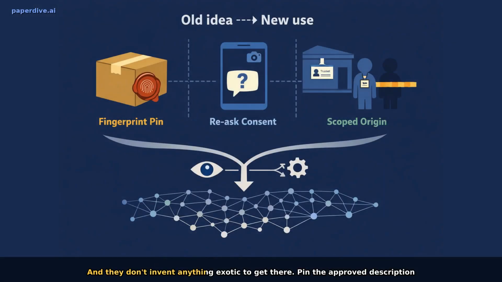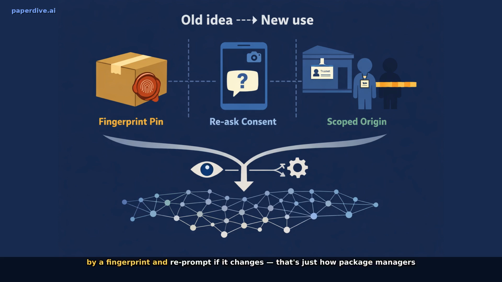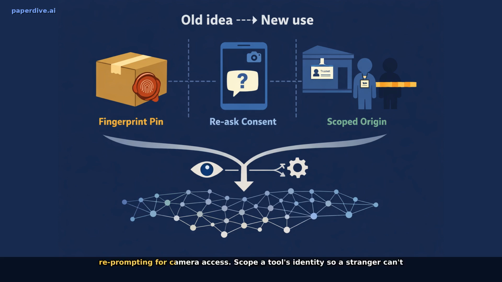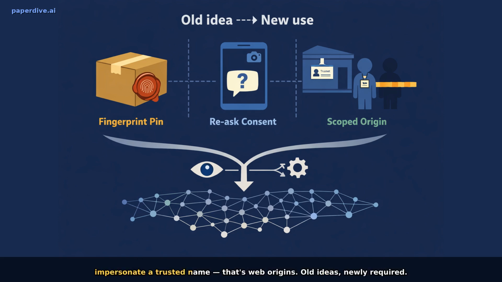And they don't invent anything exotic to get there. Pin the approved description by a fingerprint and reprompt if it changes. That's just how package managers pin dependencies. Re-ask for consent when capabilities change. That's your phone reprompting for camera access. Scope a tool's identity so a stranger can't impersonate a trusted name. That's web origins. Old ideas, newly required.